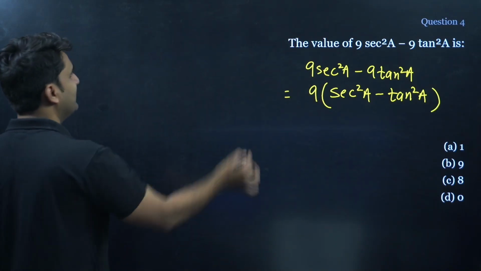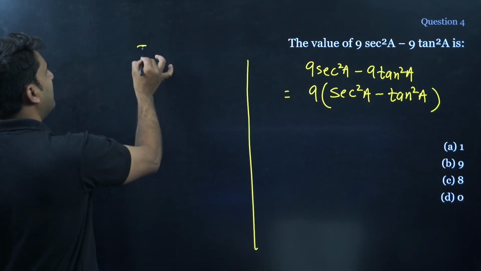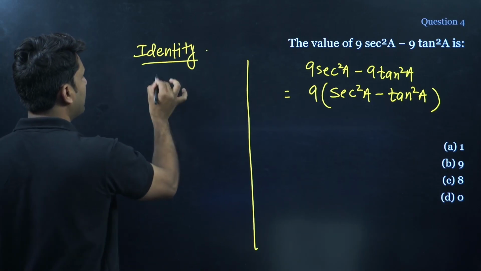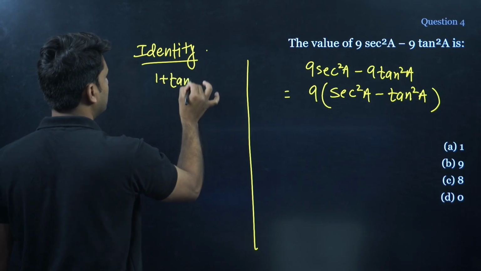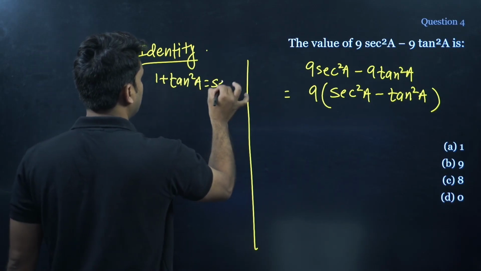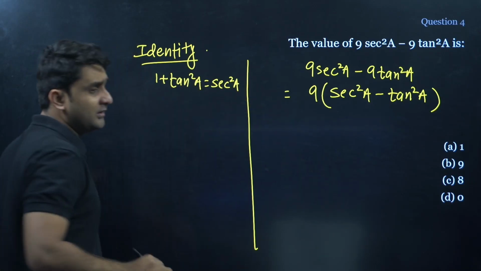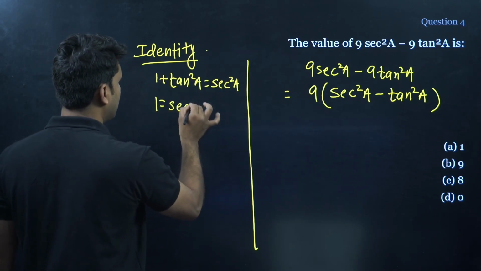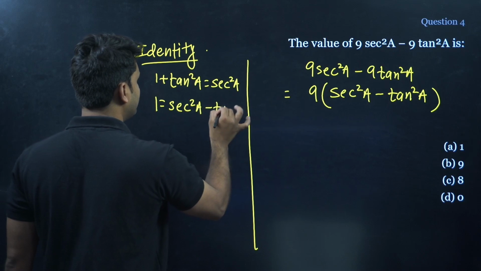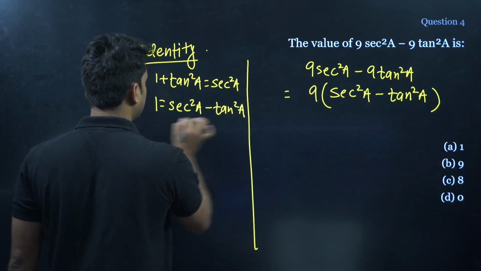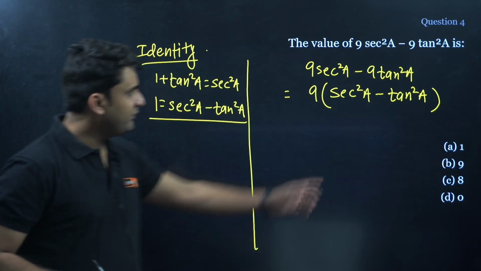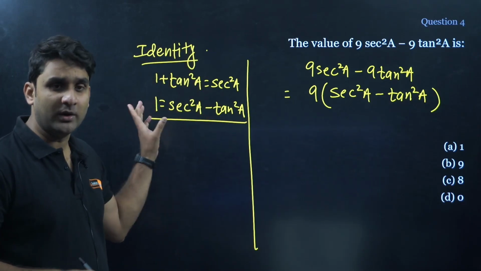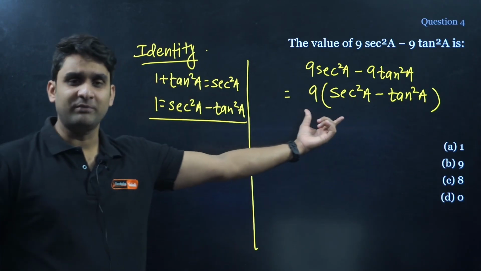And do you remember, guys, we have a trigonometric identity: 1 plus tan square A is equal to sec square A. If we shift tan square A to the other side, this formula will look like 1 is equal to sec square A minus tan square A. This is the format. And here we have sec square A minus tan square A, which is equal to 1. So we can replace this entire bracket with 1.